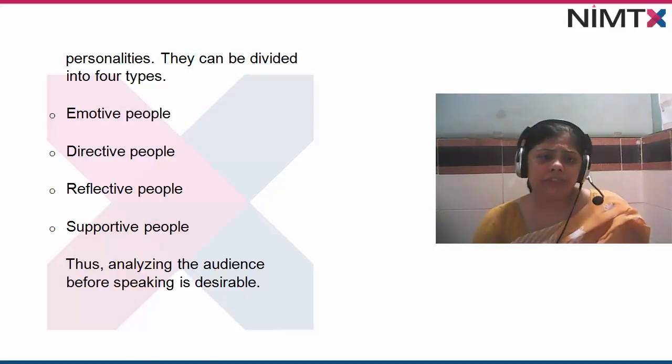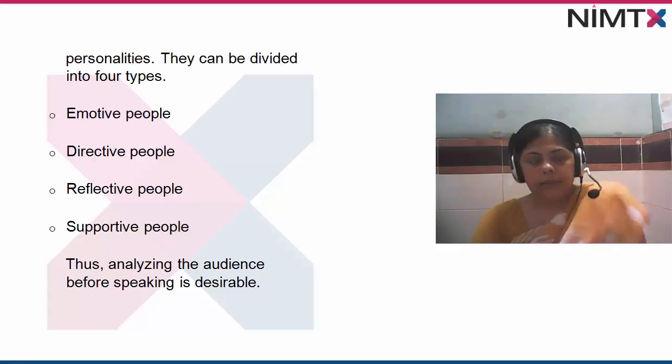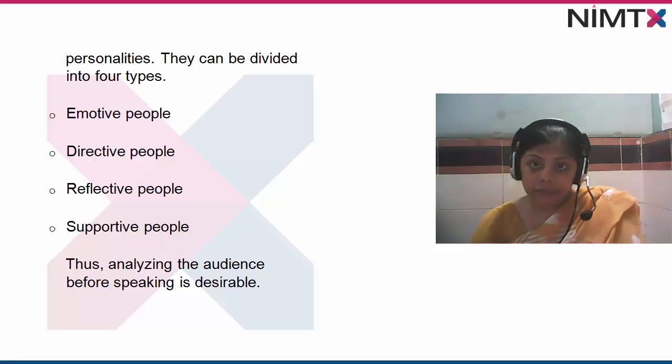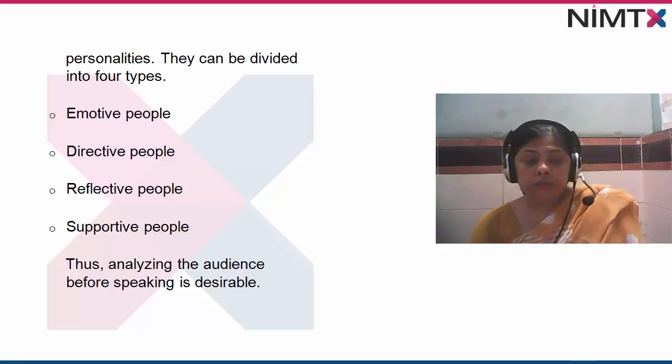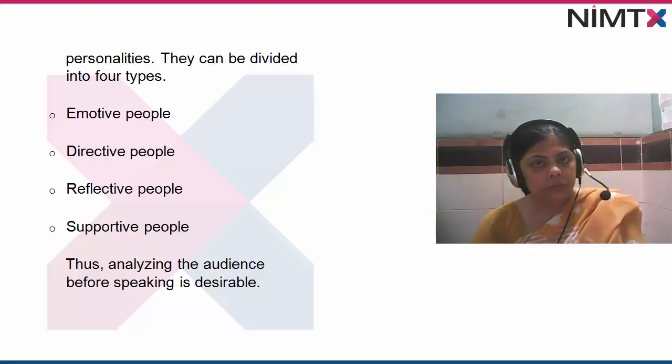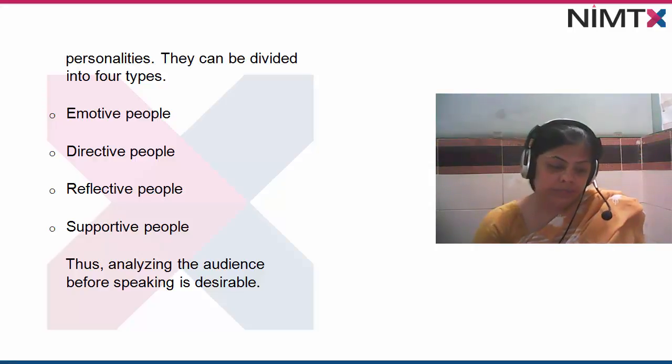Different people may have different personalities. So yes, because they have different personalities, they would interpret you differently. They can be divided into 4 types: emotive people, directive people, reflective people, supportive people. Emotive, as the word suggests, they are emotional, and they are people oriented, so they would not make much misinterpretation.